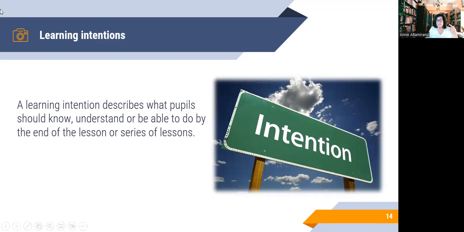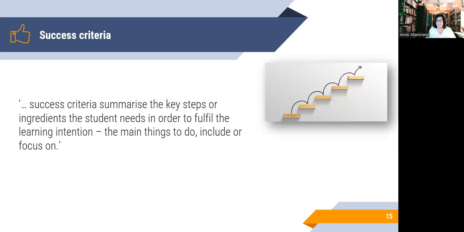And success criteria show pupils how to recognize success. That is, success criteria let pupils know if they have achieved the learning intention. They summarize the main teaching points or processes that link directly to the learning intention. So let's have a look at some examples.